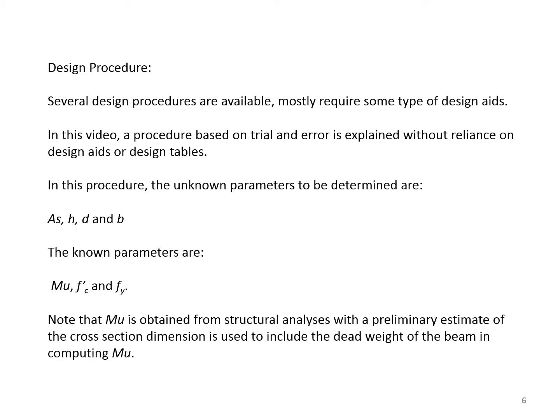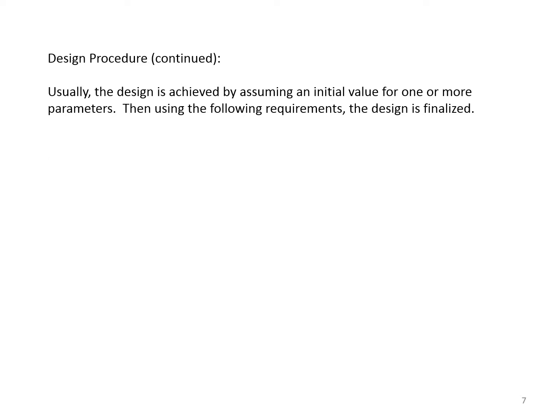Note that Mu is obtained from a structural analysis, with a preliminary estimate of the cross-section dimension used to include the dead weight of the beam in computing Mu. Usually, the design is achieved by assuming an initial value for one or more parameters. Then using the following requirements, the design is finalized.